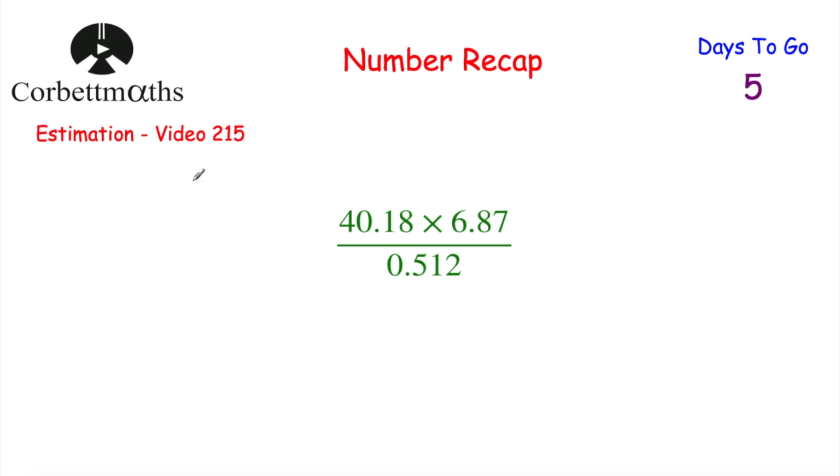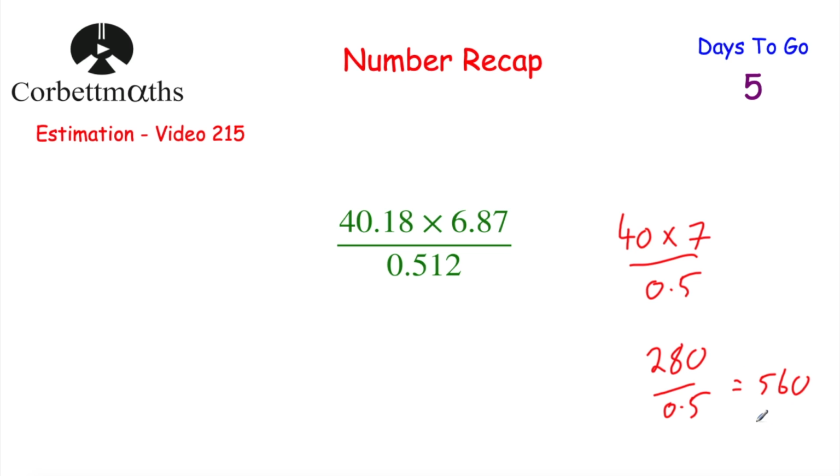Okay, our next topic, estimation. Whenever you're dealing with an estimation question like this, it can be quite useful to round these numbers to one significant figure. So instead of doing 40.18 multiplied by 6.87 and so on, we'd round these numbers to be 40 multiplied by 7 divided by 0.5. Then we just do 40 times 7, which is 280, divided by 0.5, and we see how many halves go into 280, which would be 560. So the answer there would be 560, and that's it. Whenever we're working at estimation questions, it can be very useful to round the numbers to one significant figure.